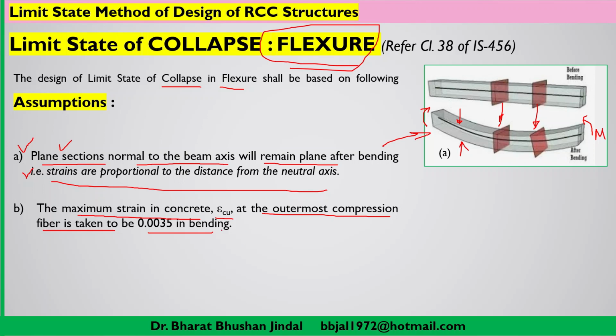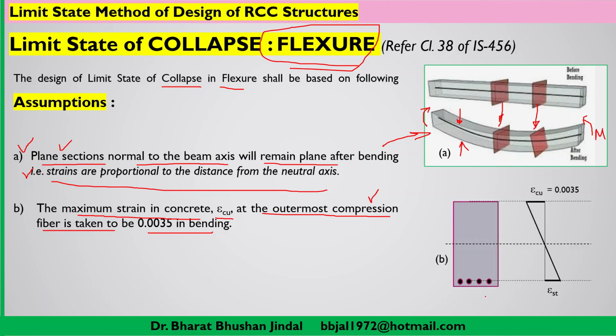So in bending, it is our assumption that the maximum strain in concrete which is allowed in bending is 0.0035. No doubt the maximum strain will be at the topmost or bottommost fiber. In the topmost fiber there will be compression, in the bottommost fiber there will be tension. So we are taking into consideration compression behavior.